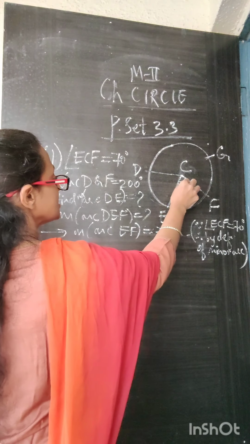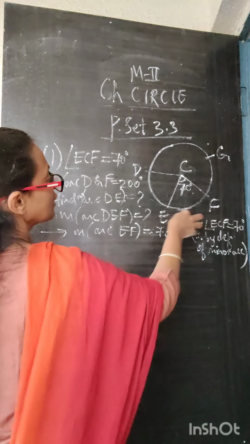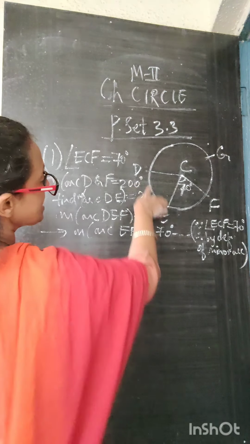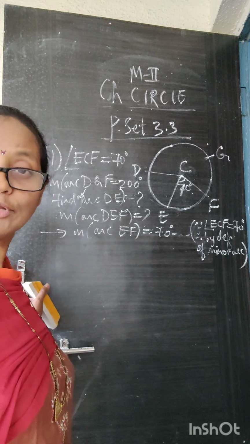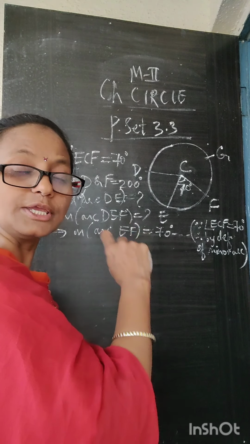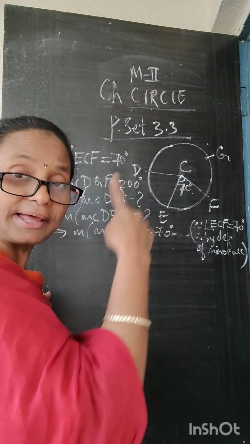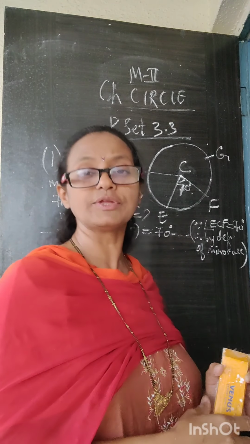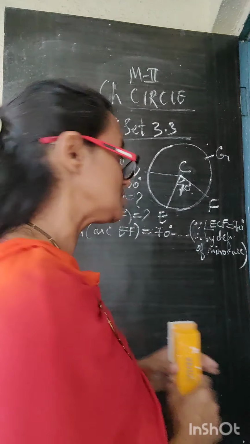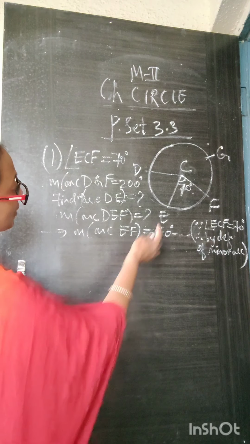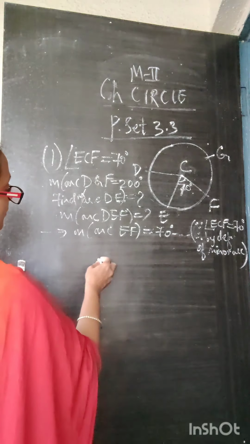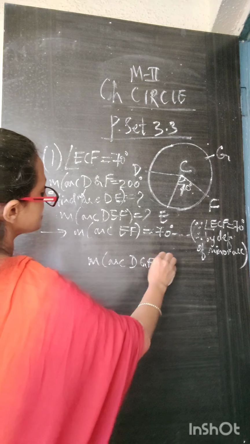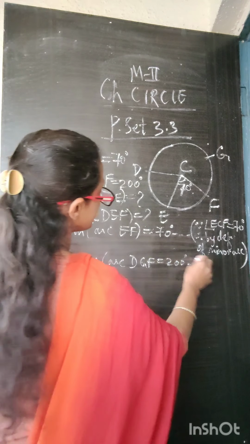So we know arc EF is 70 degrees, and arc DGF is already given to us. So arc DE is the only arc which we do not know. And we know the measure of all the arcs of the circle together is 360 degrees, since together they form the entire circle. What is the measure of the entire circle? It is going to be 360. So using that, we can find arc DE. Also we can write the measure of arc DGF is equal to 200 degrees. That is given.